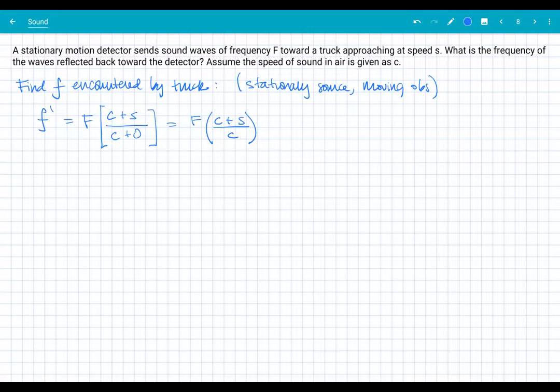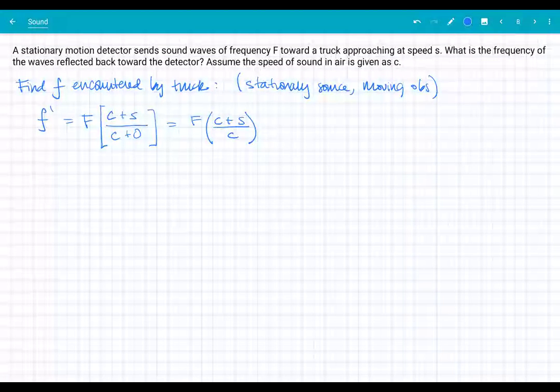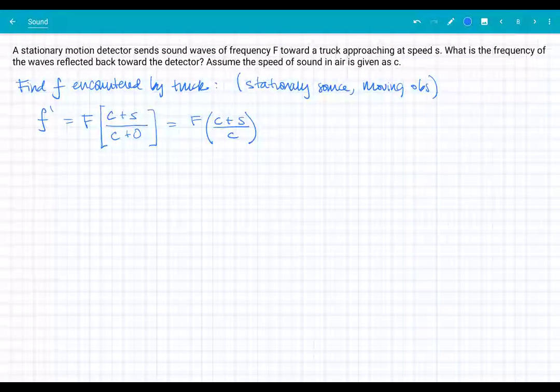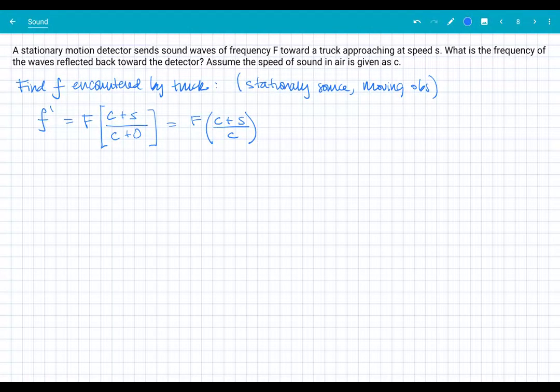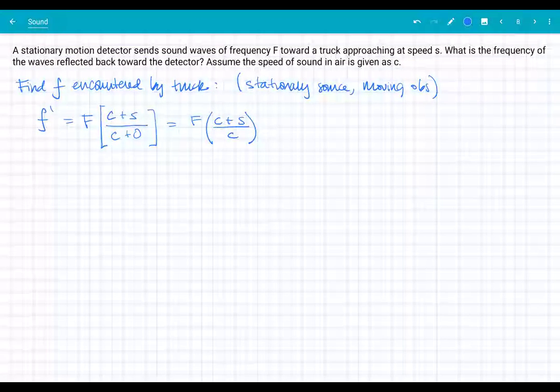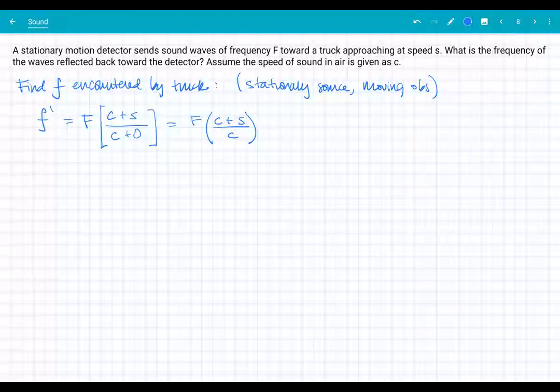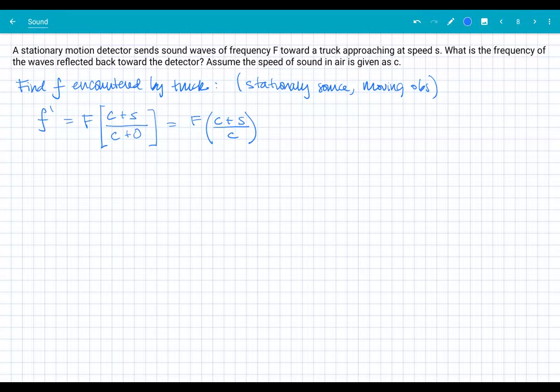Okay, remember we choose the positive sign when we're substituting an s because the truck is moving toward the source of the sound, right? The observer is moving toward, and that's going to have the effect of increasing the perceived frequency. Sometimes students will commonly ask questions about how do I know what signs to choose? That's why I'm going to keep on referring back to staying conceptual with that sign choice. So that frequency encountered by the truck, that now becomes the source, right?